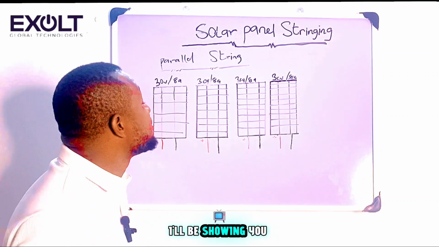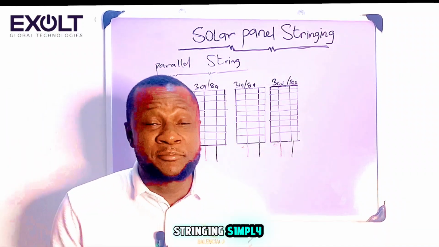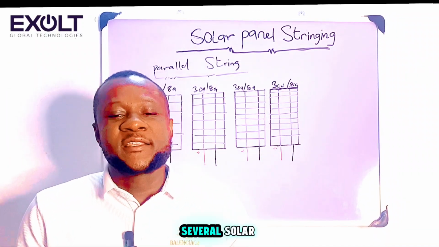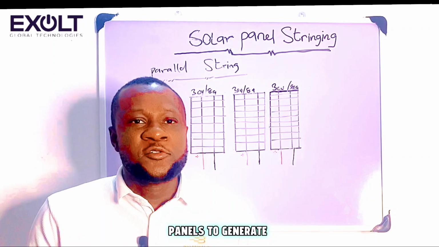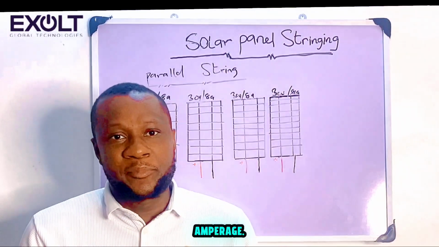So in this class, I'll be showing you what we call solar panel stringing. Solar panel stringing simply means the connection of several solar panels to generate a particular amount of voltage and a particular amount of amperage.